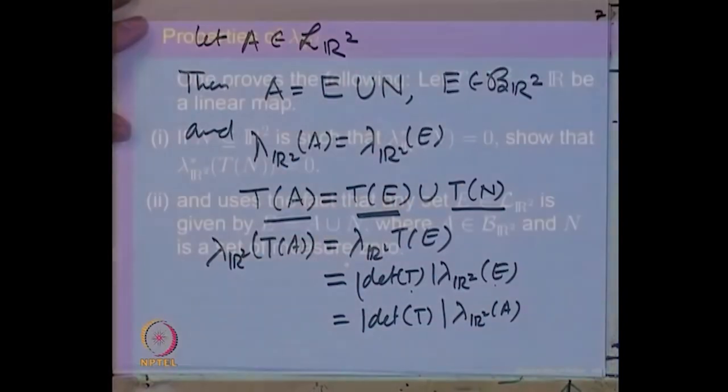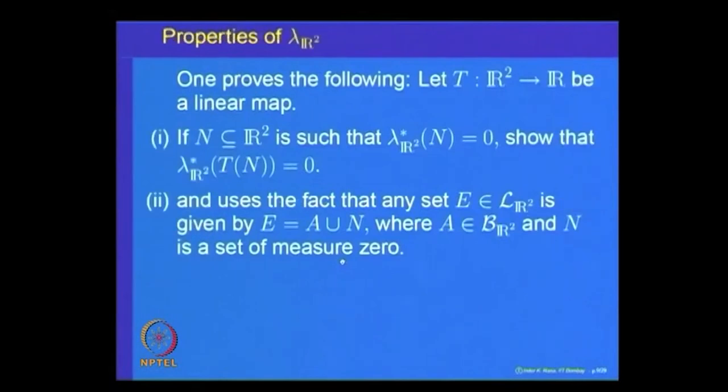So, that proves the theorem completely, namely that if E is any Lebesgue measurable set, then T of E is also Lebesgue measurable, and the Lebesgue measure of T of E is equal to the determinant of T times the Lebesgue measure of E. So, this is how the Lebesgue measure of a set E in the plane changes with respect to linear transformations. We'll give some applications of this now, because there are many nice linear transformations in the plane.